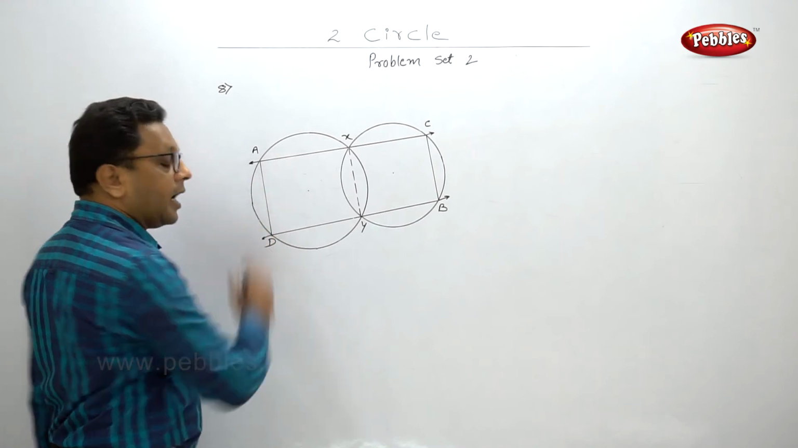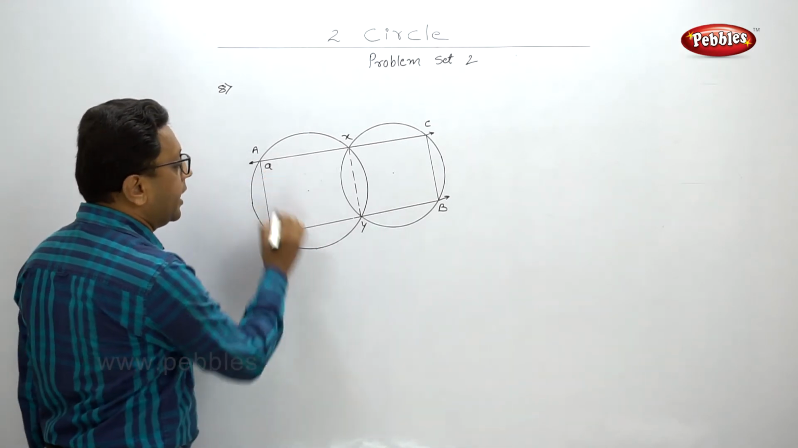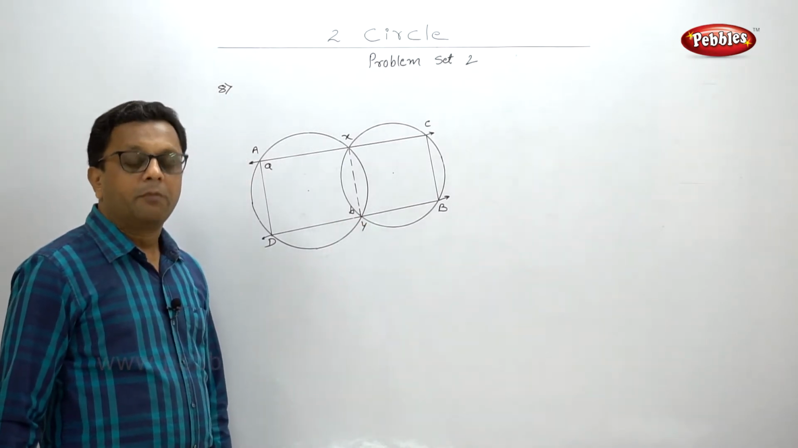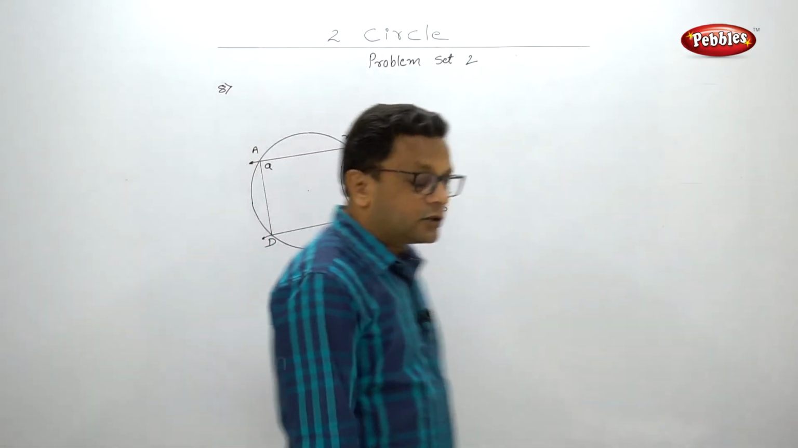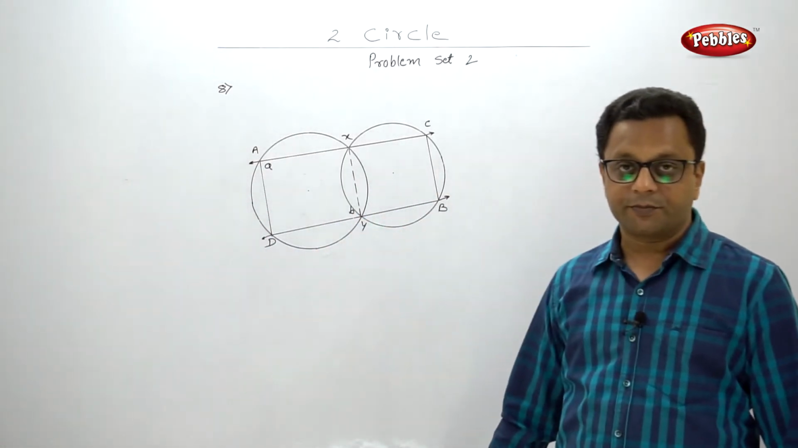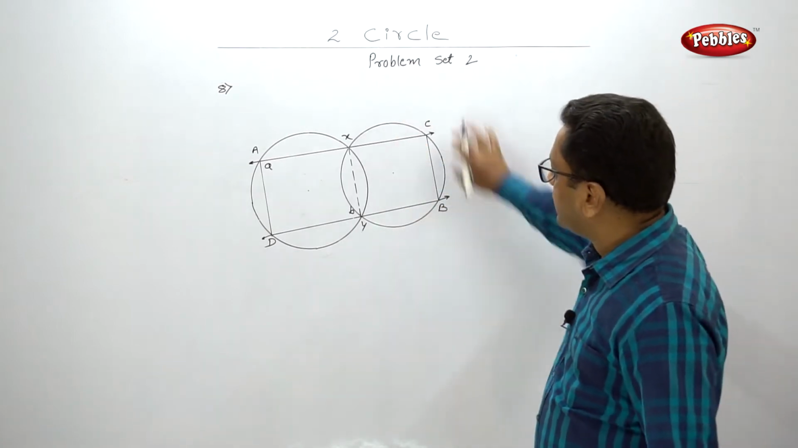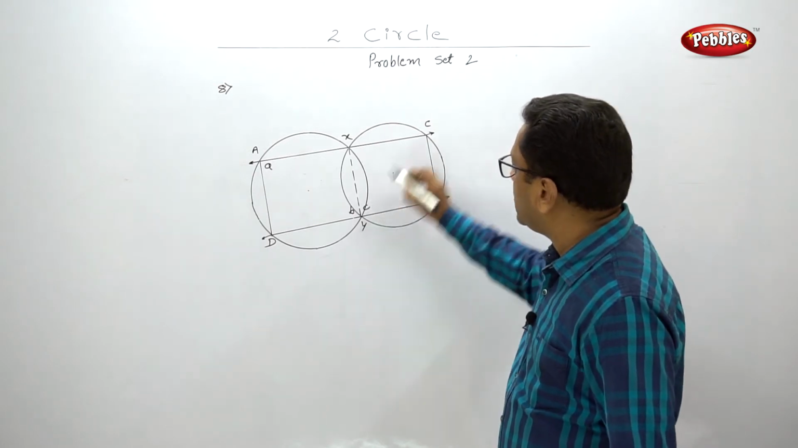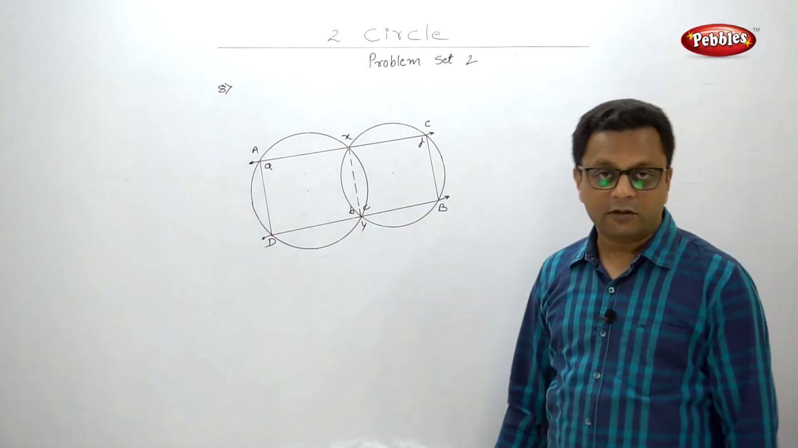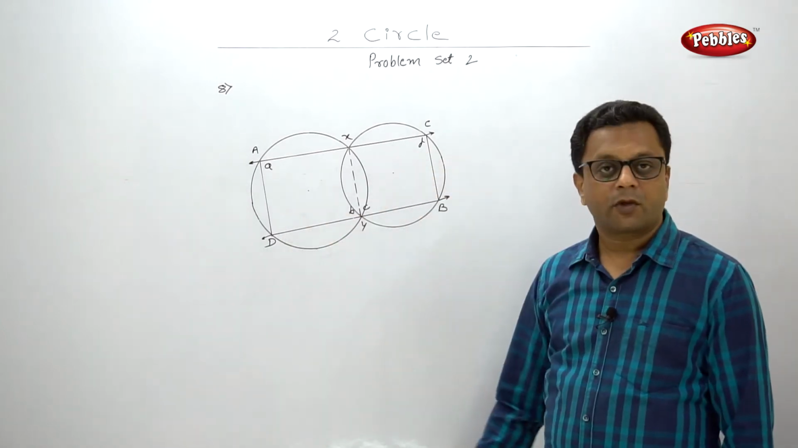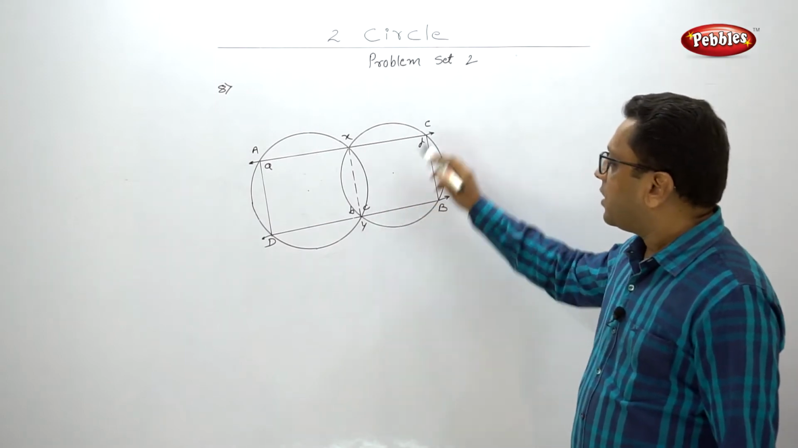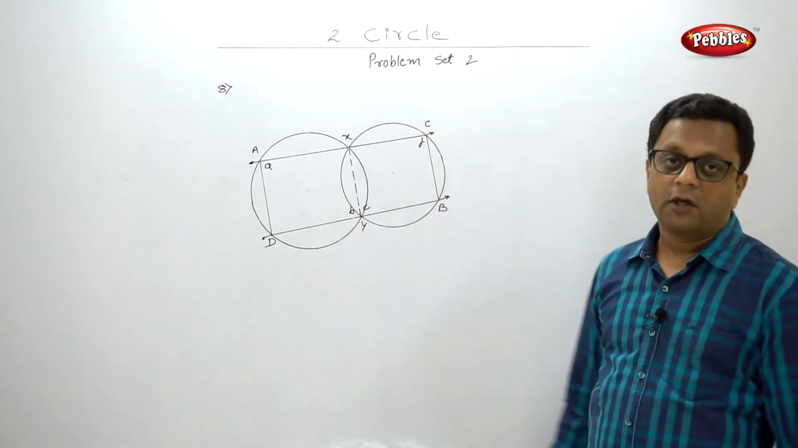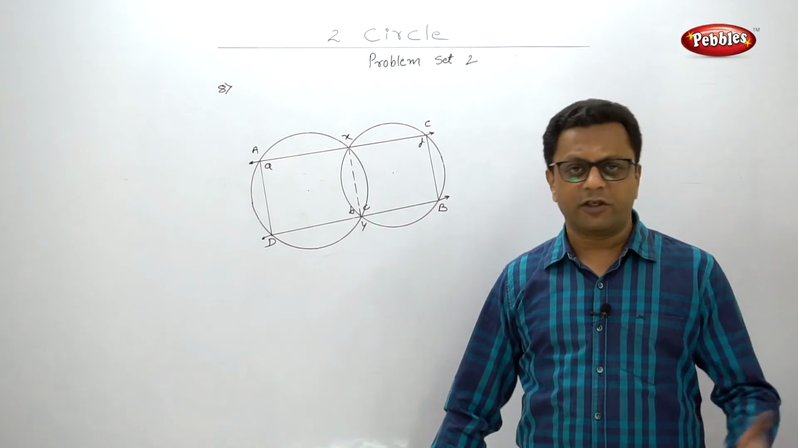This angle A, I will write a small a, and angle B, I will write a small b, are supplementary angles because opposite angles of a cyclic quadrilateral are supplementary. Correct? Similarly, in this circle, this angle I will write small c and d. Small letters, not capital. This D and this D are different. So c and d are supplementary. Why? Because this is a cyclic quadrilateral. Opposite angles of a cyclic quadrilateral are supplementary, that is, the addition is 180.